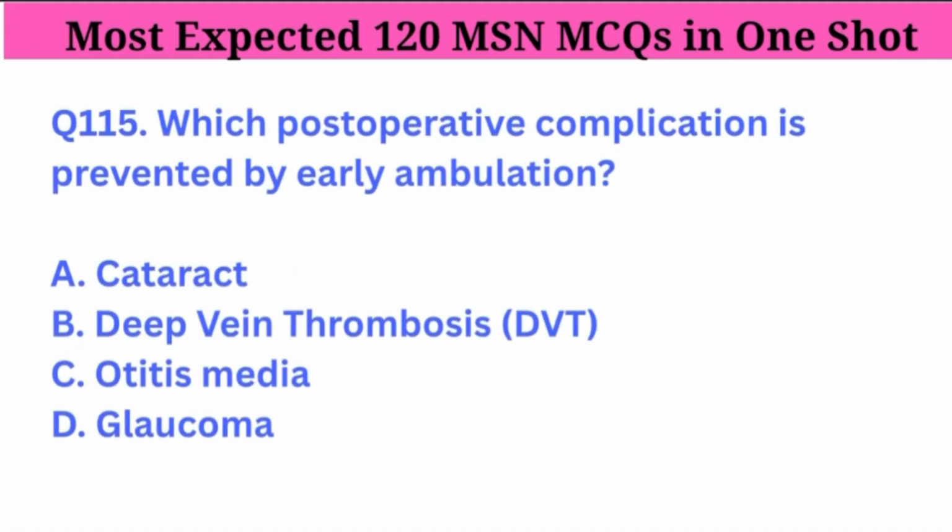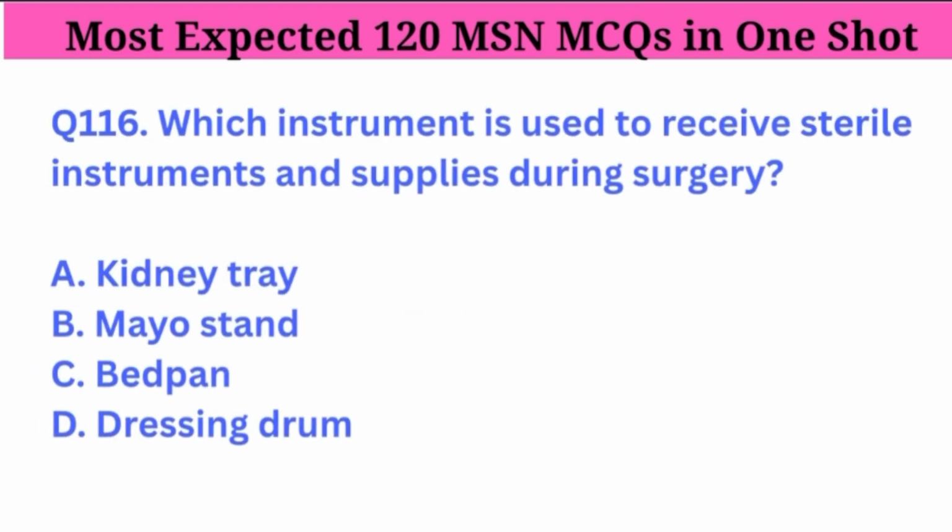Which postoperative complication is prevented by early ambulation? Your correct answer is option B, DVT. Which instrument is used to receive sterile instrument and supplies during surgery? Your correct answer is option B, myostat.